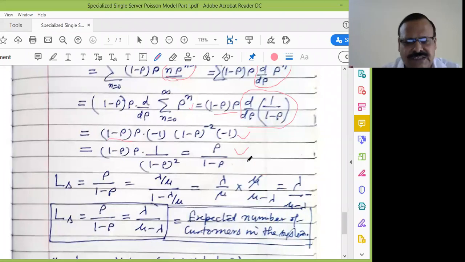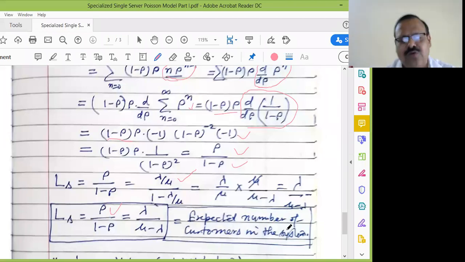So expected number of customers in the system is what? Expected number of customers in the system is this much. So Ls is equal to this. When you simplify lambda upon mu, ultimately Ls is equal to rho upon 1 minus rho, either you write this formula or you write this formula, lambda upon mu minus lambda. This is the expected number of customers in the system.